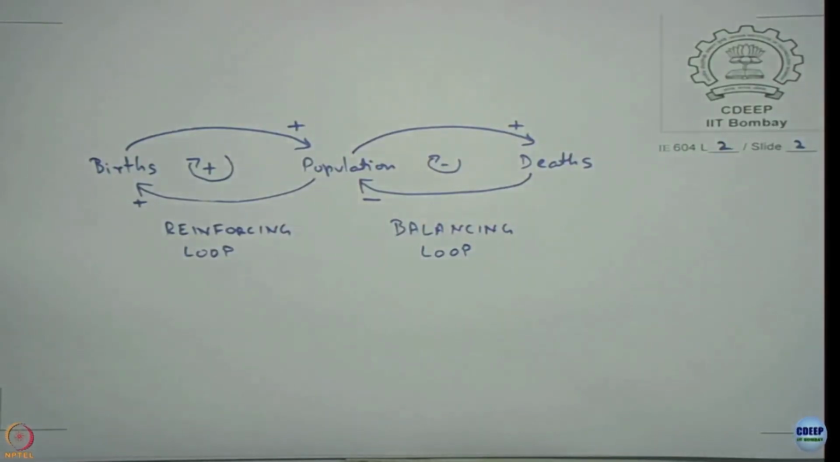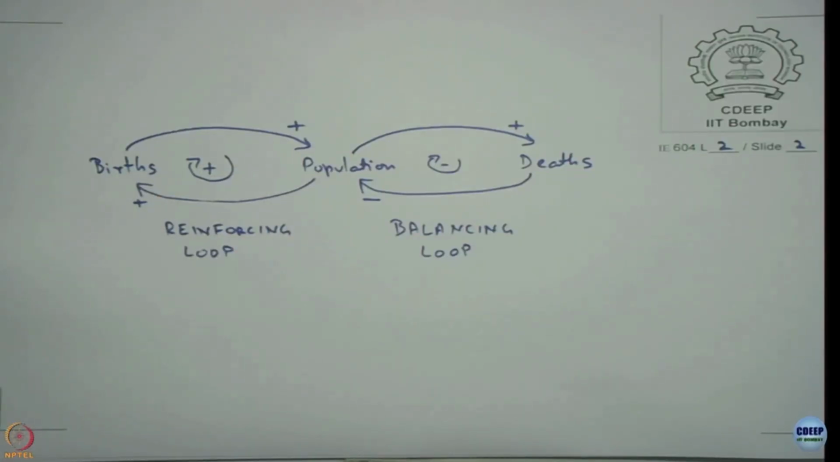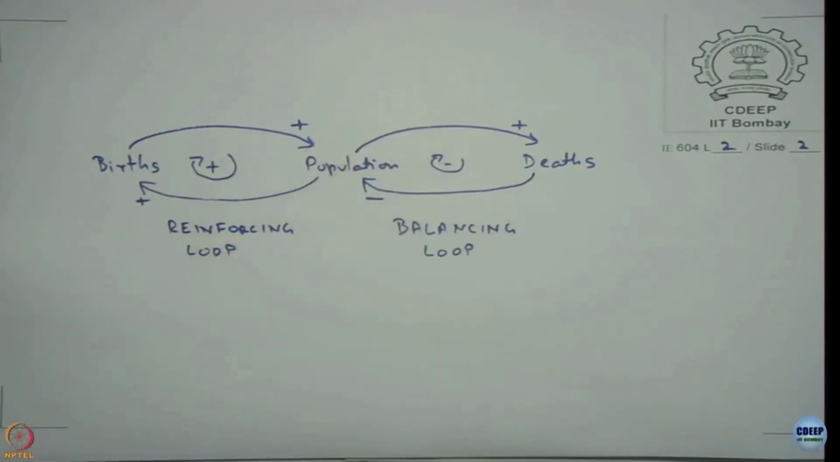So, there are two types of loops, one in which we can expect an ever-increasing behavior, the influence of births on the population, and as population increases, deaths can increase, which limits the growth of the population. So, that loop is called a balancing loop.